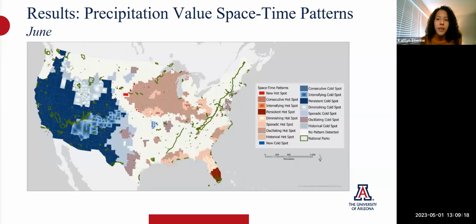So here for the June precipitation values, you could see the historical and actually a number of diminishing cold spots as well, showing up largely in the western parts. If you could see my mouse here, parks that mapped to these patterns included Yellowstone and Grand Teton National Park, specifically within the historical cold spots for precipitation values.